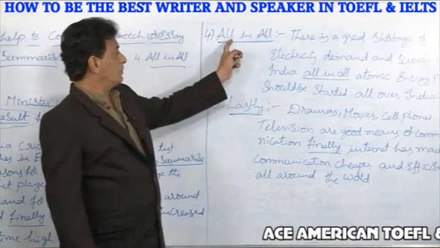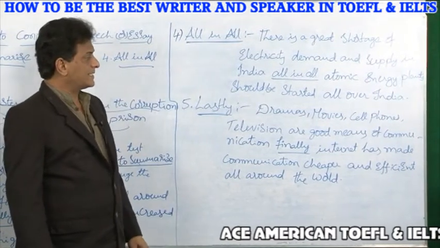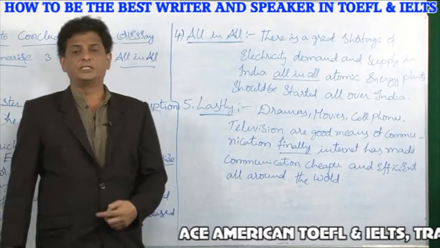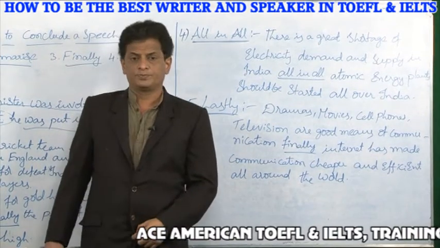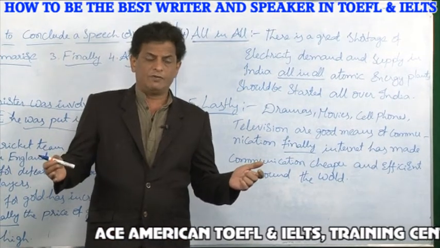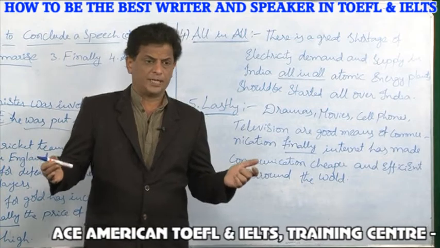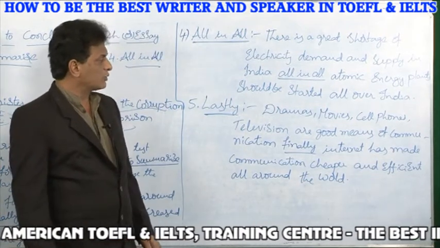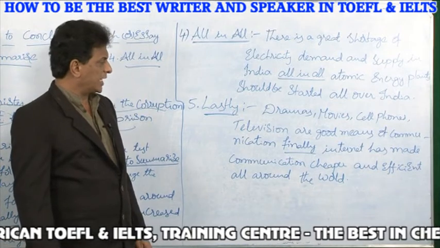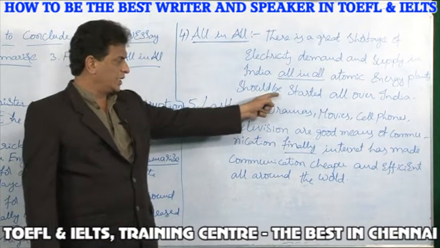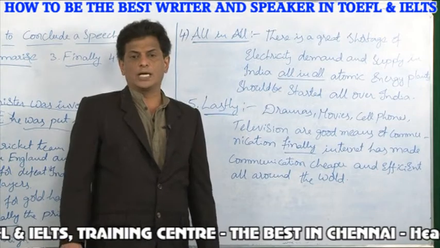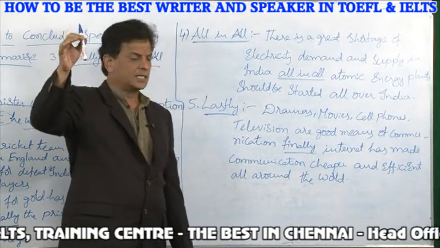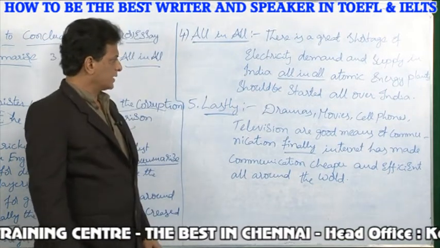Number 4, "all in all." There is a great shortage of electricity, demand and supply, in India. There is a lot of gap. So, all in all, you are coming to a conclusion: atomic energy electrical plants should be started all over India. So, finally, you are getting into a conclusion and saying this is what the final conclusion is all about.